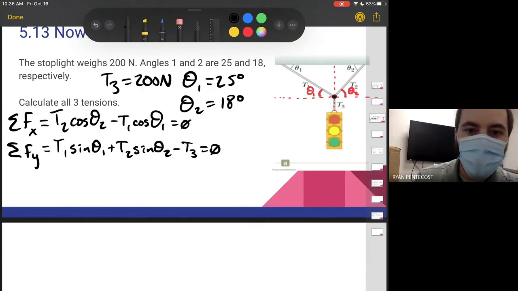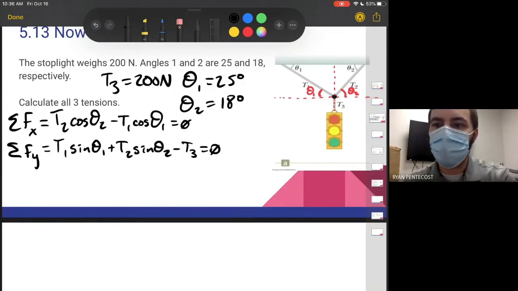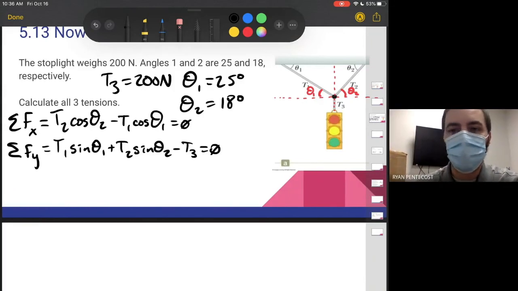Now, we have theta 1 and theta 2, so all that trig, that's just calculator work, but we don't actually need to worry about it because once we get to the end, we can just plug those into the calculator, not an issue. T1 and T2 are the issue. T3, again, not an issue. We know the stoplight weighs 200 and T3 must support the entire weight of the stoplight.